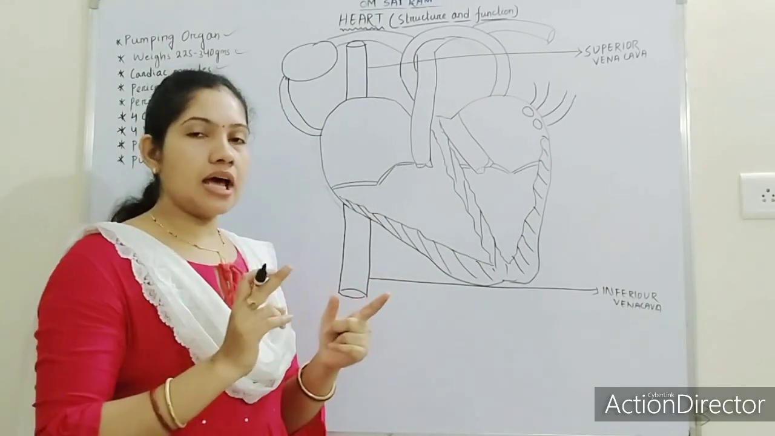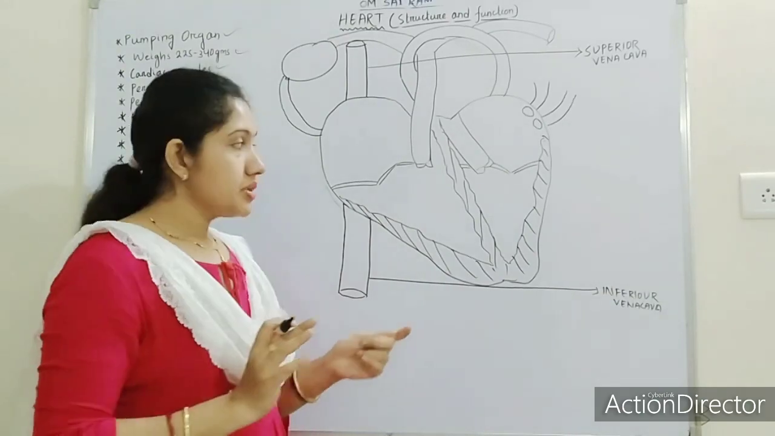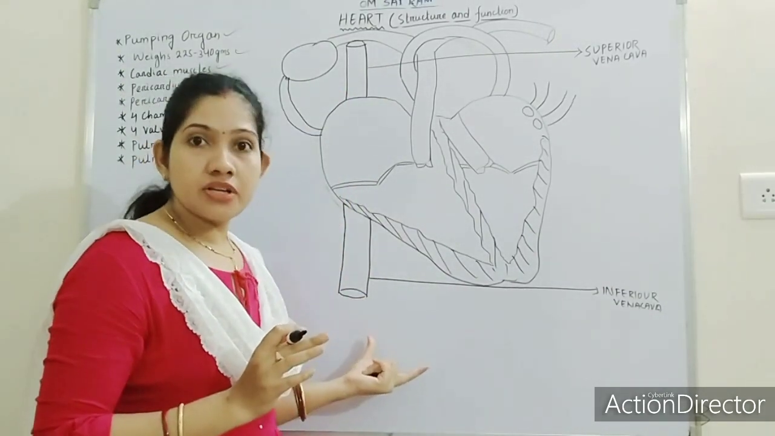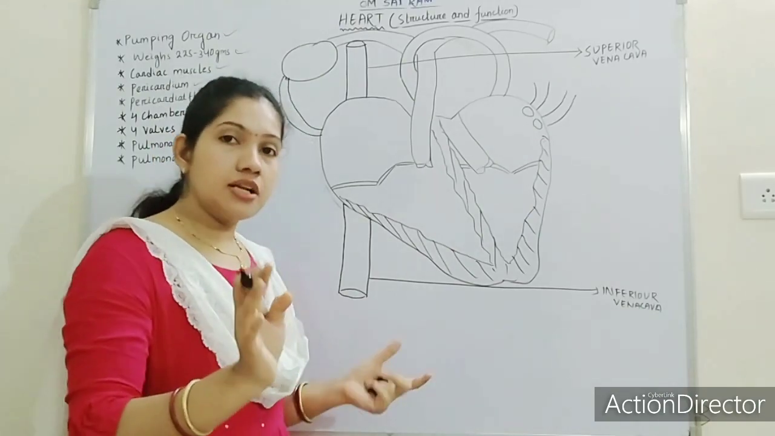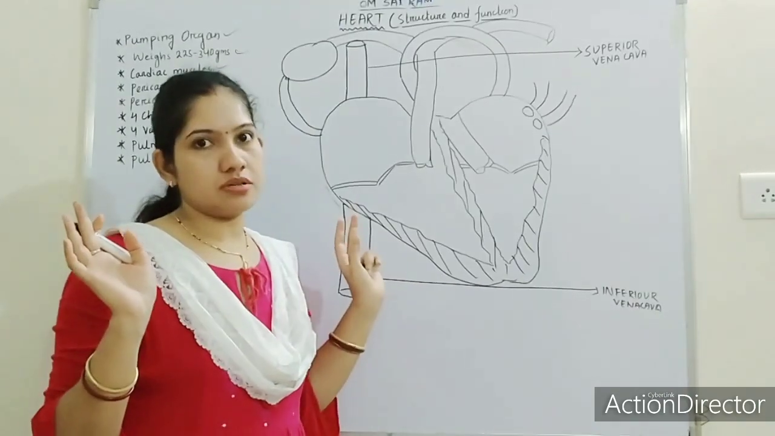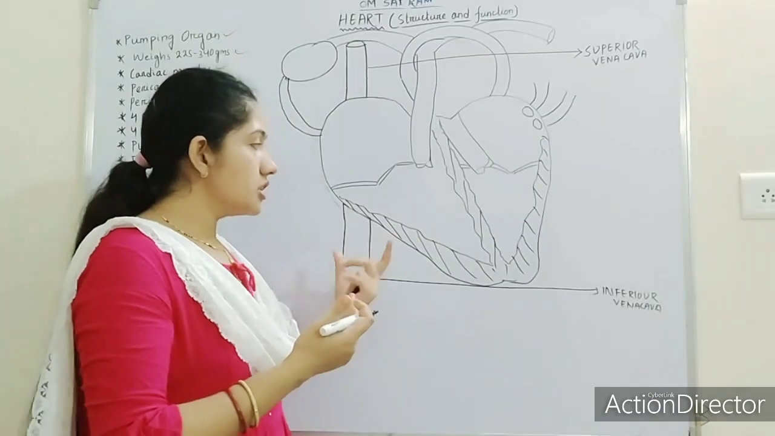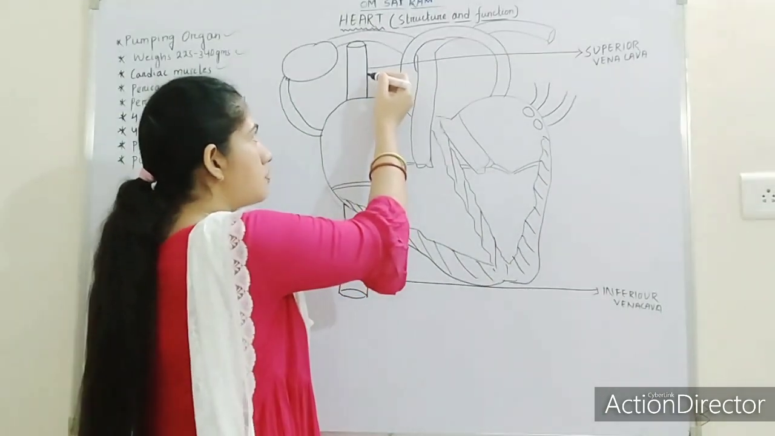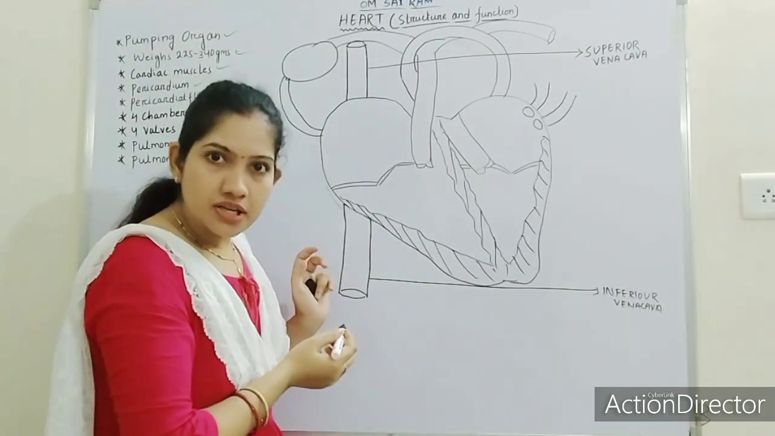Which one is the largest artery? That one also I will tell you. So what is the work of the superior vena cava and inferior vena cava? That I will tell you after discussing the detailed structure. Let us first discuss the structures, then we will go to the function part. So this is the superior vena cava and this is the inferior vena cava.